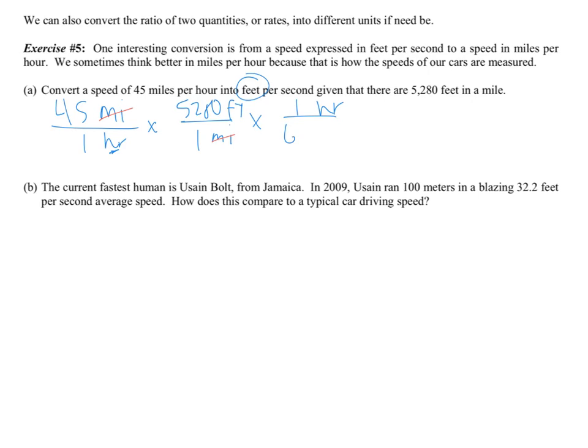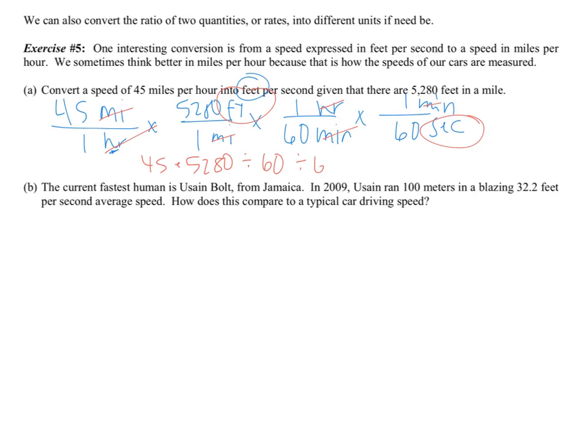So in 1 hour, there are 60 minutes. And in 1 minute, there's 60 seconds. So now we have canceled out hour and minute and have ended up with feet per second. So now we do the math. 45 times 5,280 divided by 60 divided by 60. If you do that math, you find that it's 66 feet per second. So 45 miles per hour is the same as 66 feet per second.